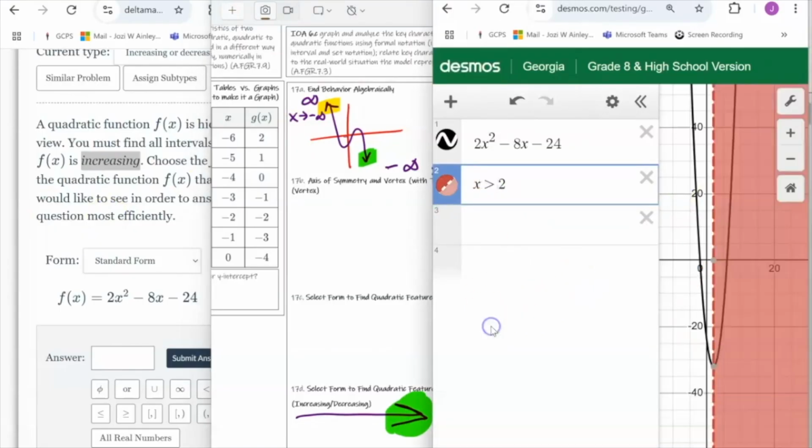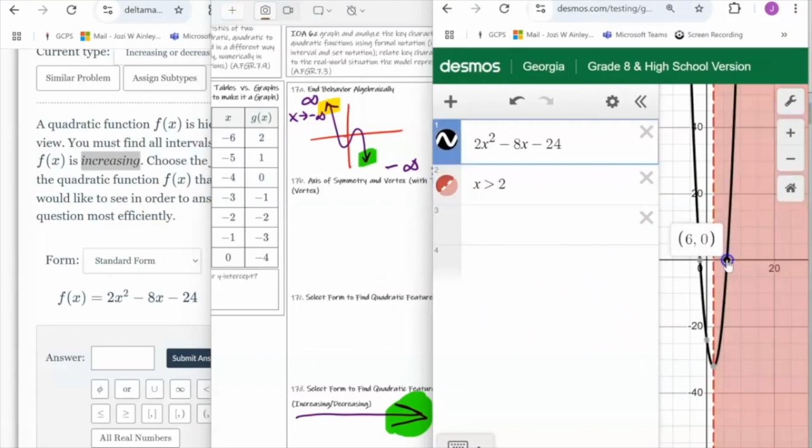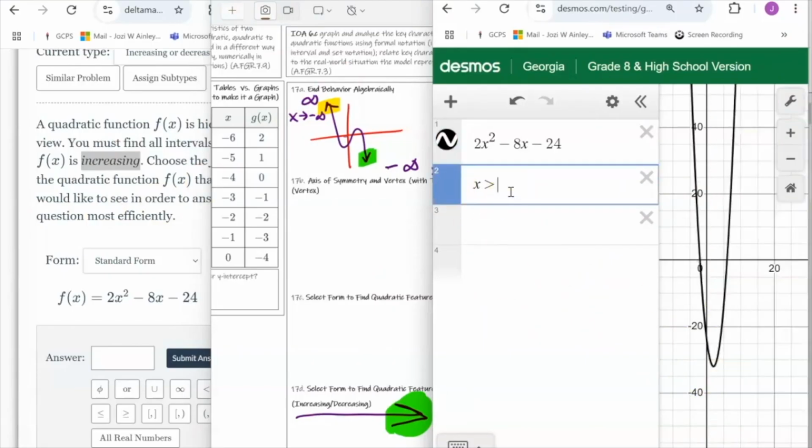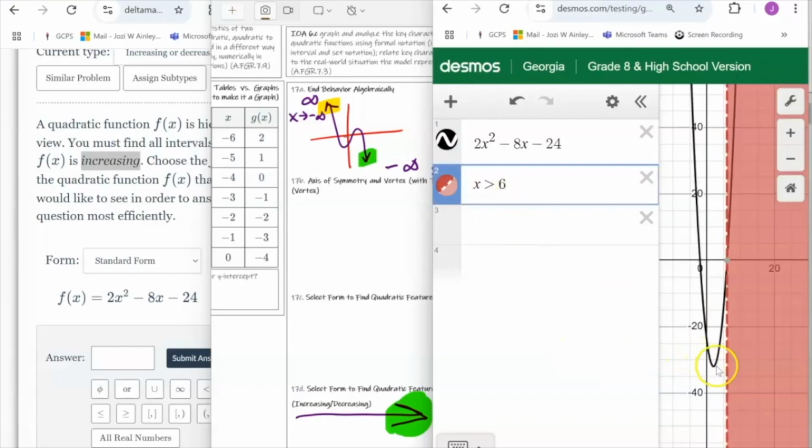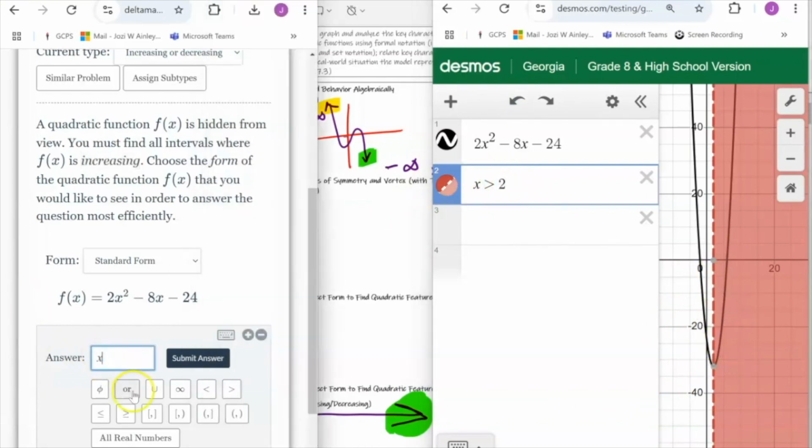And then you're going to do it in Desmos. Why am I doing it in Desmos? Because I want to make sure it highlights this. Because let's say I said it was 6. All right. Is it not increasing here? Yes, it is. So I know that I've made a mistake. So whatever it is, you're going to put your answer here so you can double check it. So it is increasing to the right of 2 when x is greater than 2. And that's what you're going to type right here. When x is greater than 2.